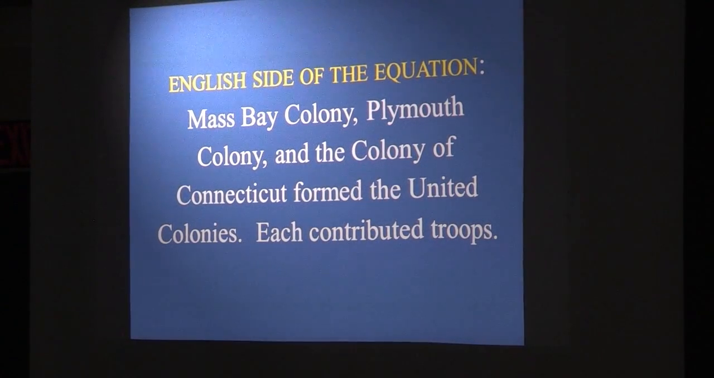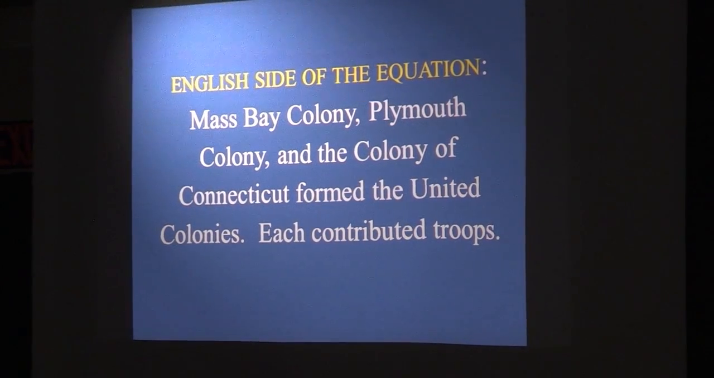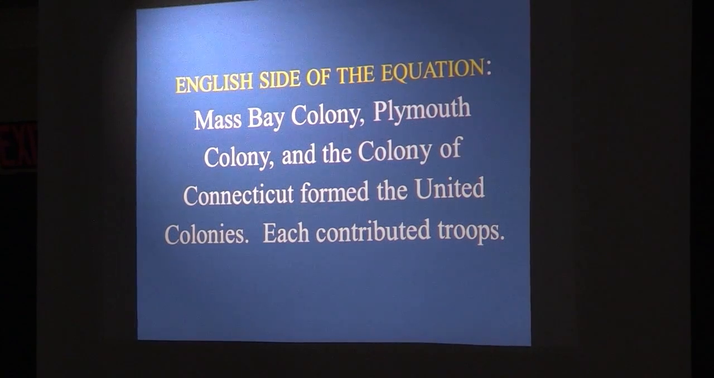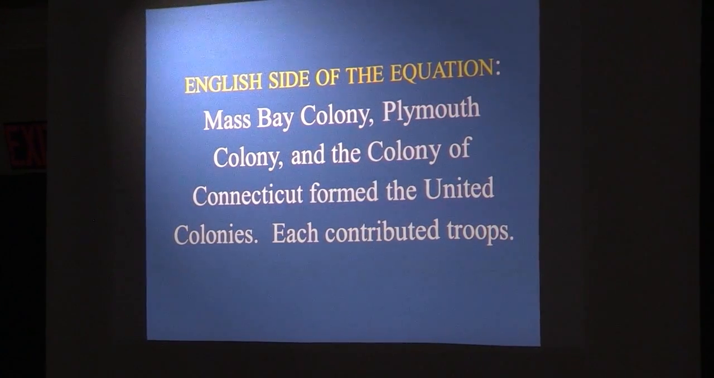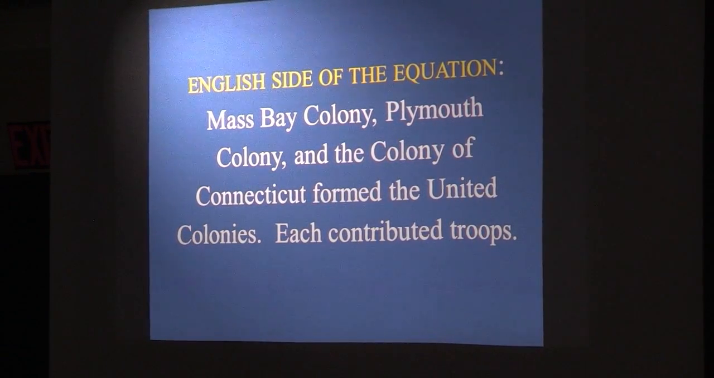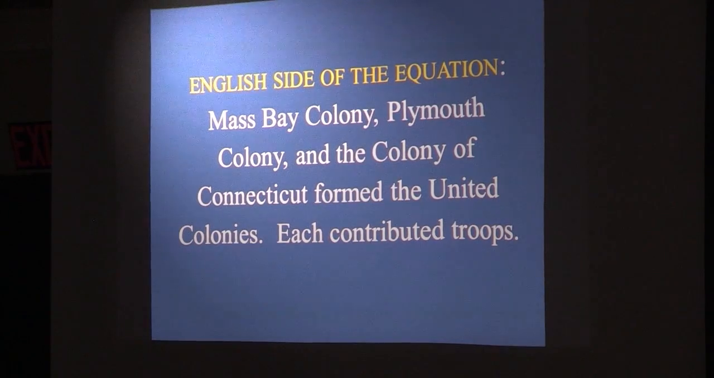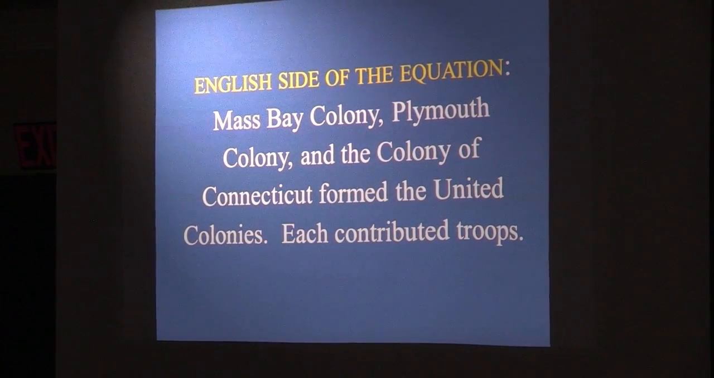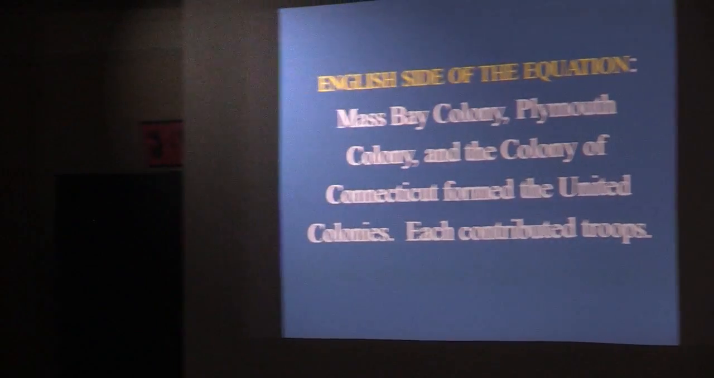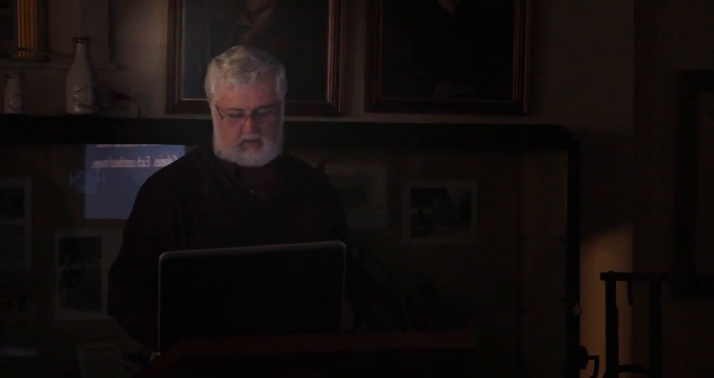So on the English side, we have the Mass Bay Colony, Plymouth Colony, the Colony of Connecticut. These had united, grouped into united colonies, and each of these during the war contributed troops depending upon the size of their own populations. So the Mass Bay Colony contributed the majority of the number of troops in almost any campaign. Then Connecticut would have its proportion, Plymouth would have its proportion.